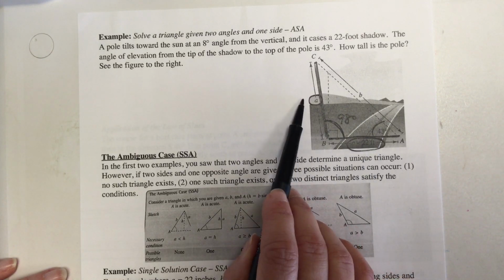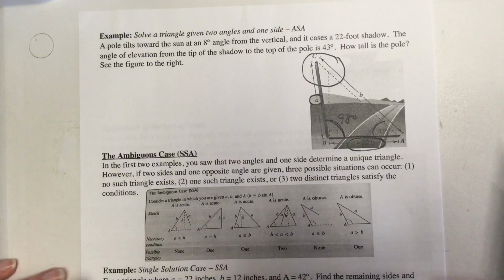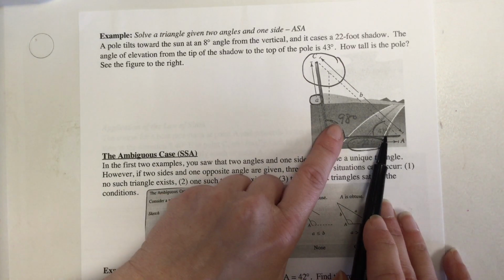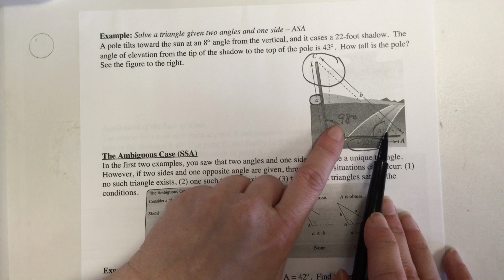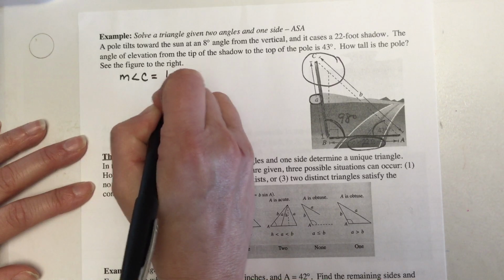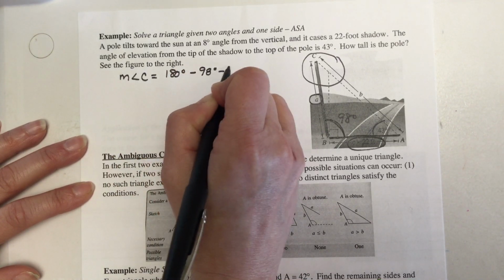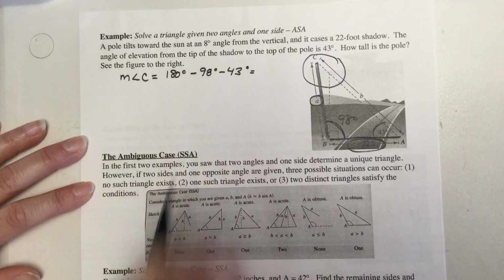I have this angle, but I don't know that side. I have this side, but I don't know that angle. Well, you guys, we can find this angle super fast because I know two angle measurements inside of the triangle. And every single triangle, whether it's a right triangle or an oblique triangle, adds up to 180. So I can start off by figuring out the measure of angle C. It's 180 degrees minus my 98 minus my 43.